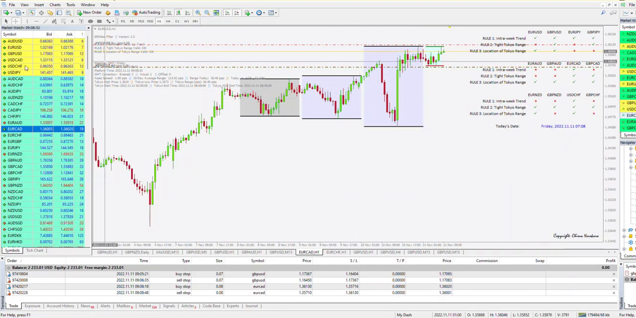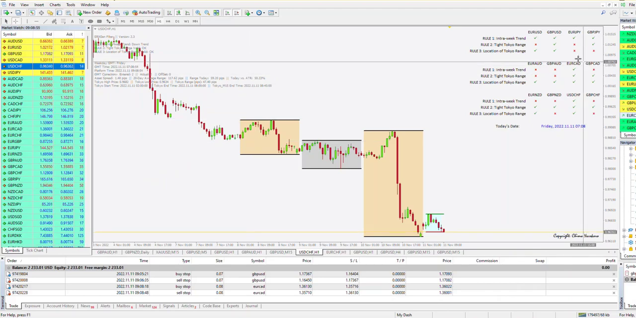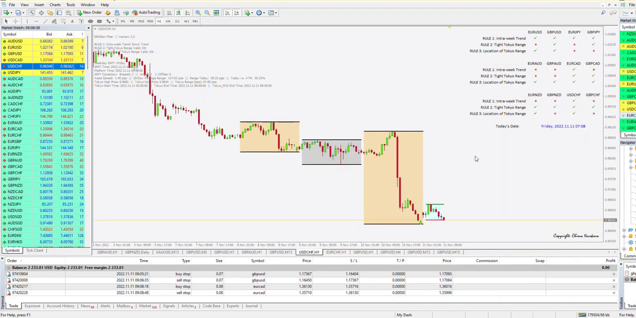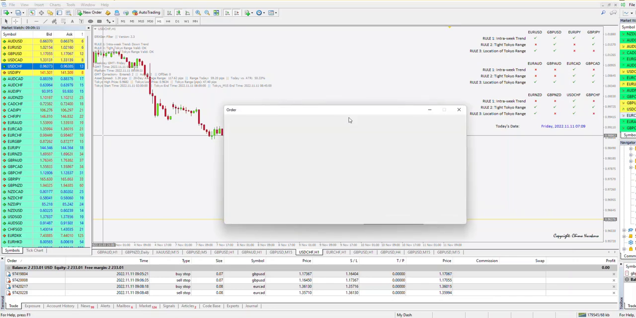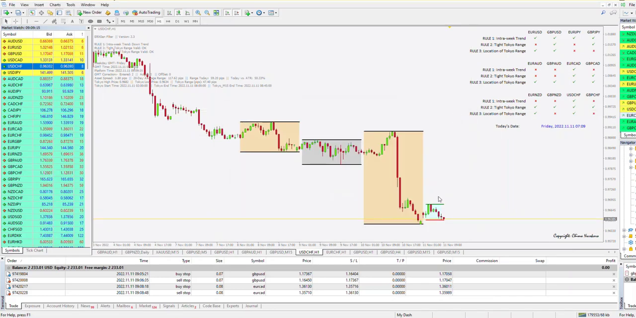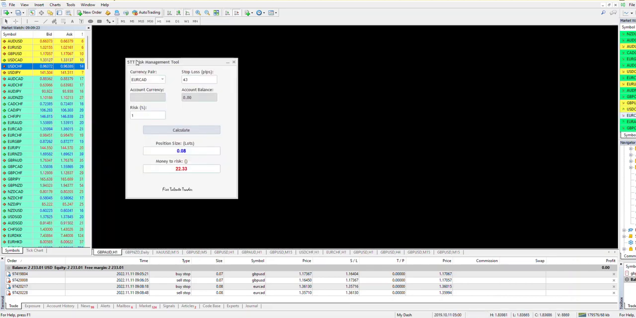Then the third one is USD CHF. Ooh, USD CHF. Because this is quite close to here, I'm going to put my sell stop entry around here. All right, that's where I'm going to put it. So let's go new order. Oh, first of all, let's check the size of my risk. There is 64 pips. 64 pips is the size of my risk. 64 pips, 1%, 0.05.